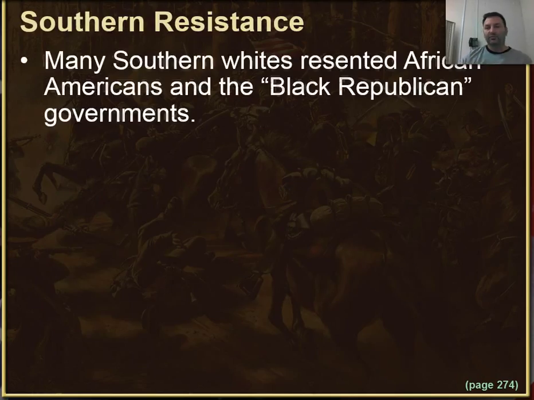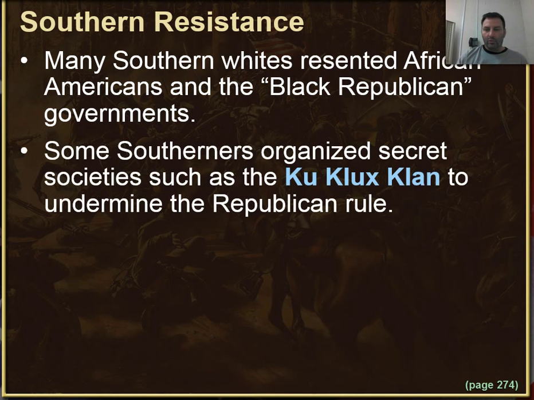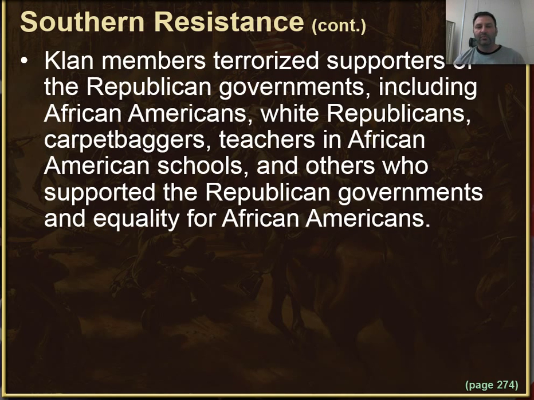African Americans in the South established their own churches, which served as centers of many African American communities. Many Southern whites resented African Americans and the black Republican government. Some Southerners organized secret societies such as the KKK to undermine the Republican rule. Klan members terrorized supporters of the Republican governments, including African Americans, white Republicans, carpetbaggers, teachers in African American schools, and others who supported the Republican governments and equality for African Americans.